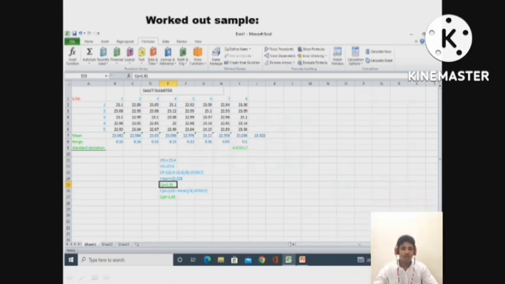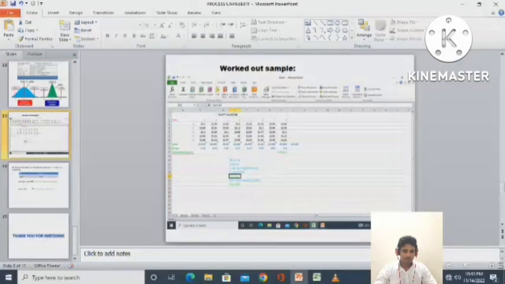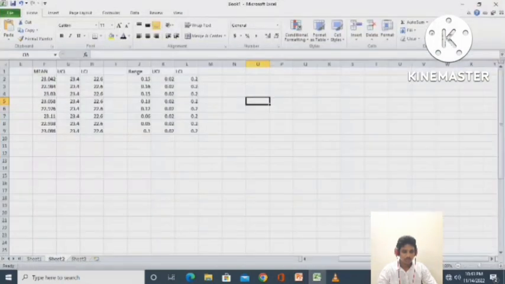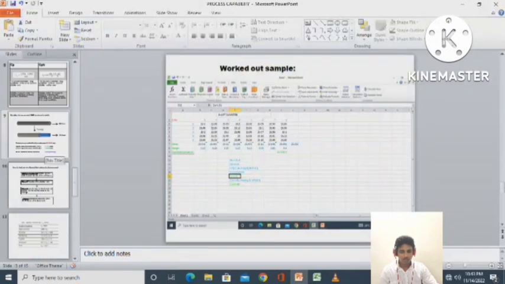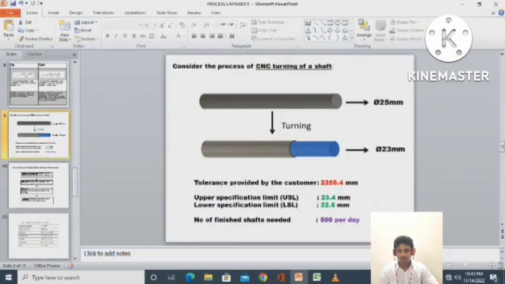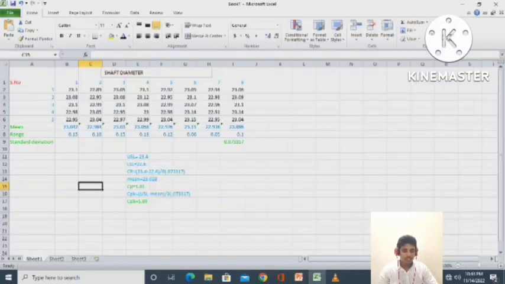We are going to look at our worked sample. Consider our turning shaft. We are going to turn the shaft from 25 to 23 mm at one side. The tolerance provided is 23 plus or minus 0.4 mm, USL is 23.4 and LSL is 22.6. The number of shafts needed is 500 per day. Now we are going to look at a practical example of the calculations.